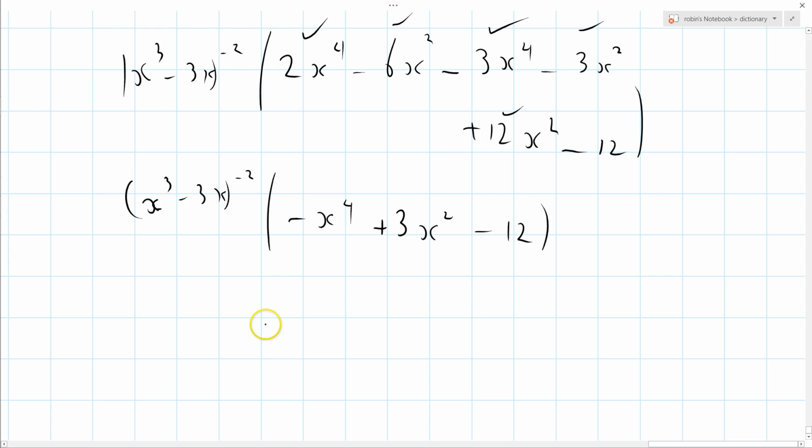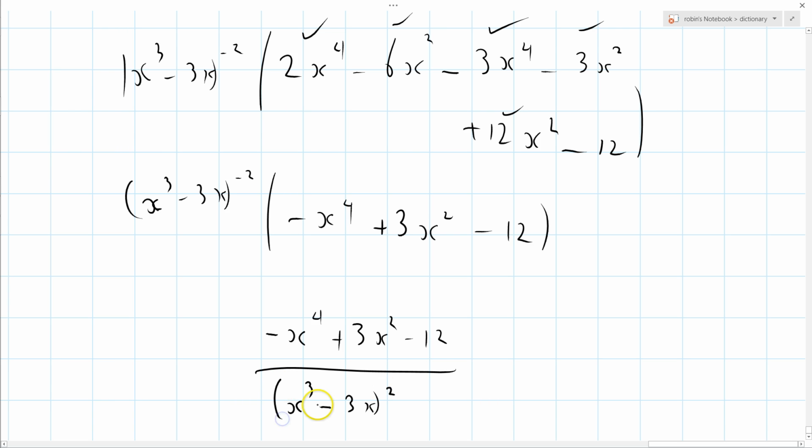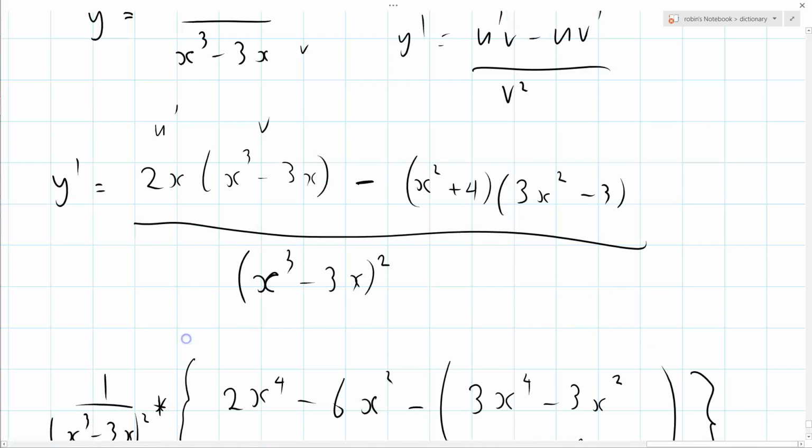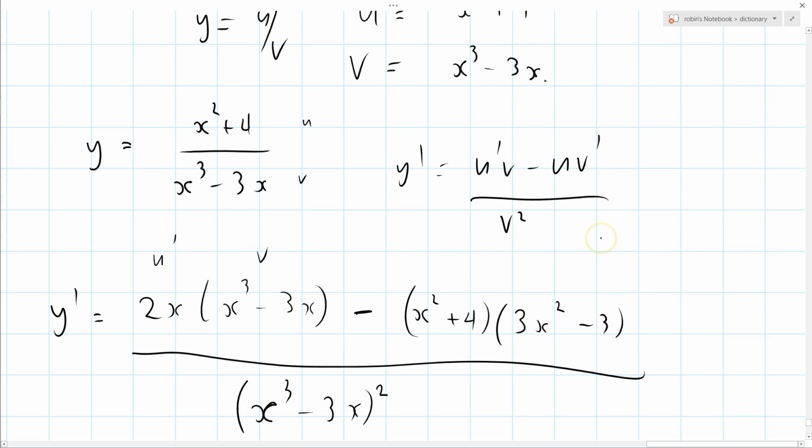I could write it out in slightly different form. Minus x to the 4 plus 3x squared minus 12 over x cubed minus 3x squared. Oh, there's a minus there. Okay, and there's my answer. So we use this nice little formula, just plug the numbers in and just get on with it. Okay, I'm going to stop there.